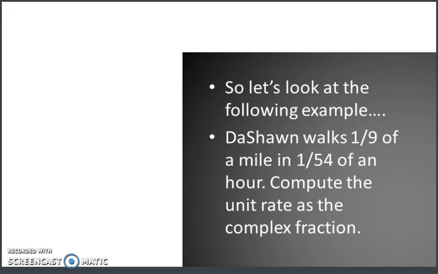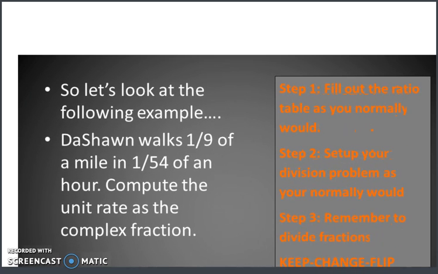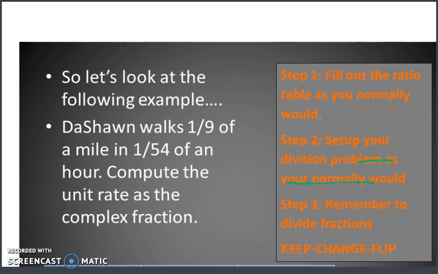So let's look at the following example. Deshaun walks 1/9 of a mile in 1/54 of an hour. Compute the unit rate as a fraction. So what we're trying to find here is how many miles he walks in 1 hour. So we're going to do a couple steps. Step 1 is we're going to fill out the ratio table as we normally would. Step 2, we're going to set up our division problem as we normally would. And then step 3, we're going to remember to keep change flip because that is how we solve division of fractions. So let's go ahead and solve this problem.